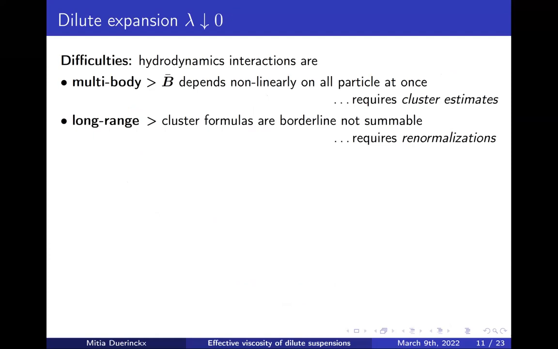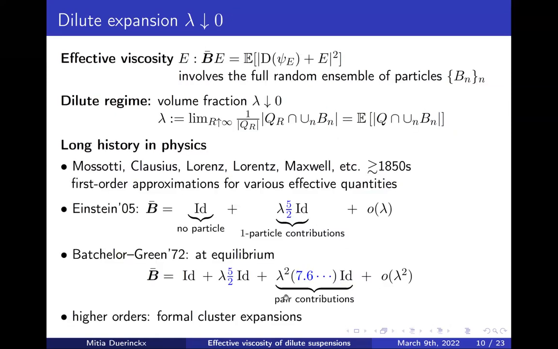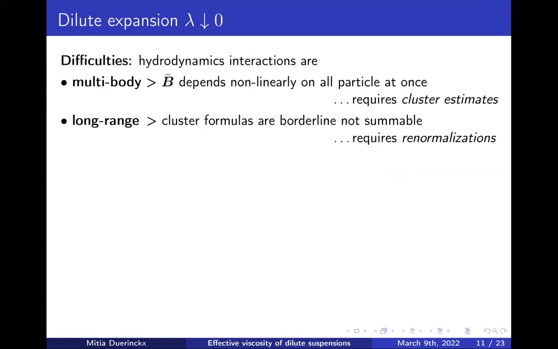All right, so let me just emphasize the difficulties again. There are two types of difficulties. The first thing is that hydrodynamic interactions are multi-body. This is why you don't just have contributions of pairs of particles. I mean, you need also to consider triplets and so on. And you need to make a whole cluster expansion, cluster estimates, to say that you approximately just need to consider pairs and triplets and quadruplets, and the rest will each time be errors. So this is the first thing.